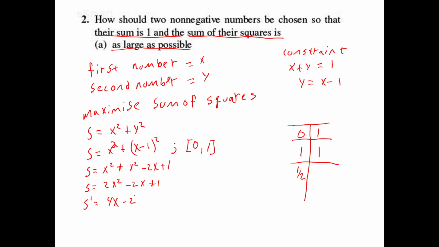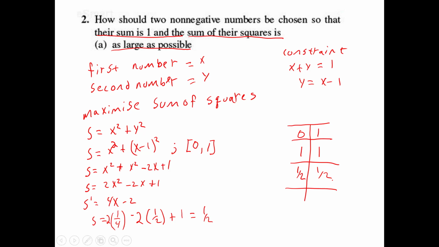And finally, when you plug in a half, your sum is a quarter times 2, minus 2 times a half, plus 1. And so 2 times a half is 1, so minus 1 and plus 1, those go away. And so then you get a half. At a half, you get a half.